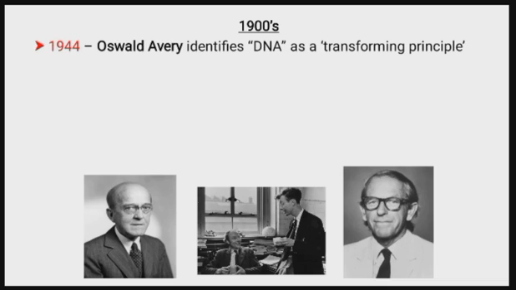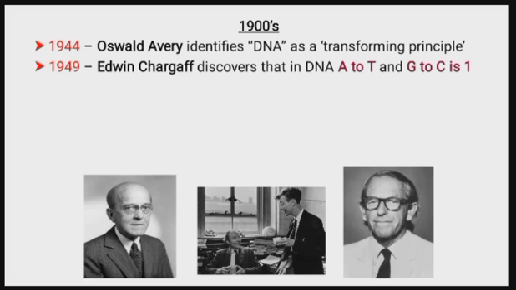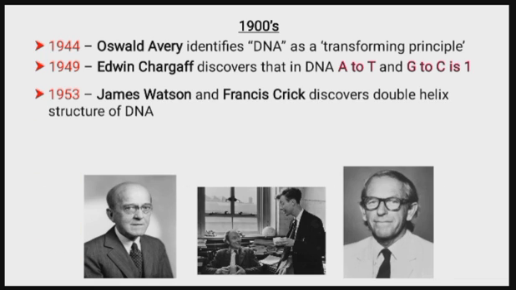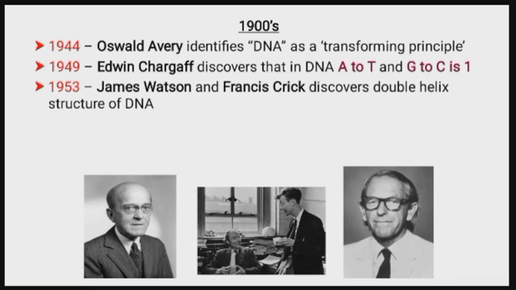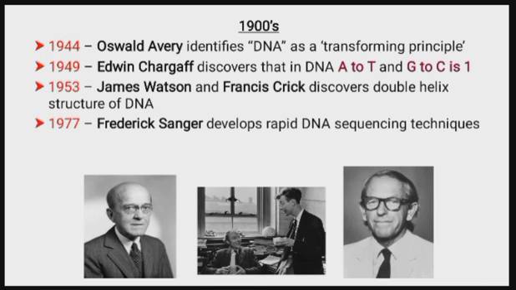In 1944, Oswald Avery identified DNA as a transforming material through the experiment on Streptococcus pneumoniae along with McCarty and MacLeod. Edwin Chargaff in 1949 discovered that the ratios of A to T and G to C are 1 or very close to 1. This ratio is called Chargaff's ratio or Chargaff's rule. The molecular basis of heredity was revealed when James Watson and Francis Crick elucidated the double helix structure of DNA in 1953. In 1977, Frederick Sanger developed the rapid DNA sequencing technique, which was a chain termination method or dideoxy sequencing method.